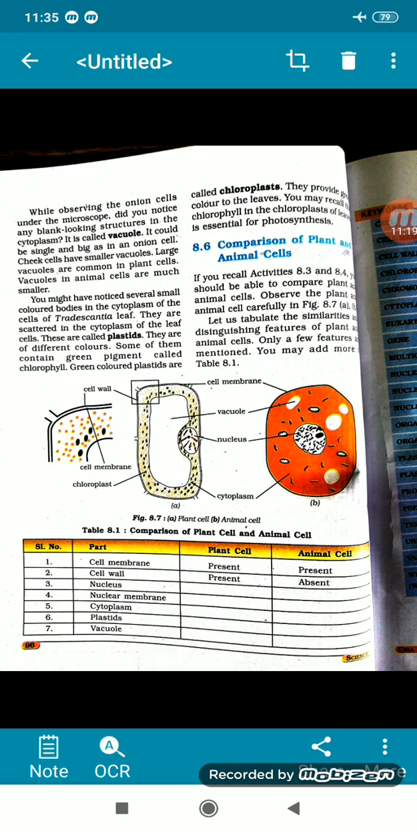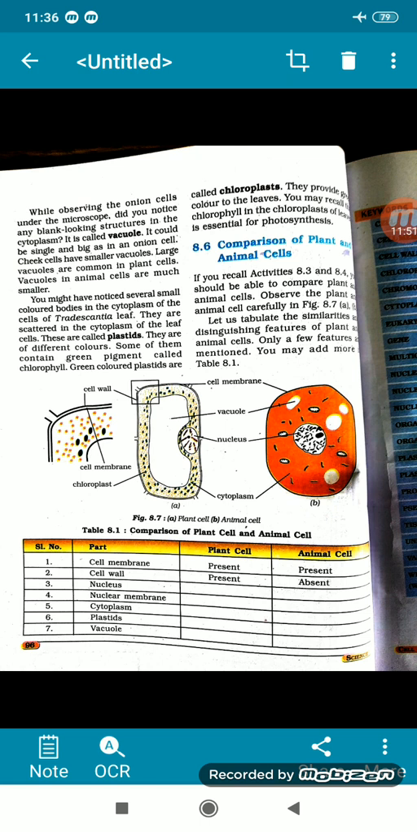Then we have a large space in the cell which is called vacuole. It could be single and big as in an onion cell. You might have noticed several small colored bodies in the cytoplasm. They are scattered in the cytoplasm of the leaf cells. They are called plastids. Now see the figure 8.7. Difference between animal and plant cell is given there. So in the table 8.1, please fill it up. See the figure and fill up the table.